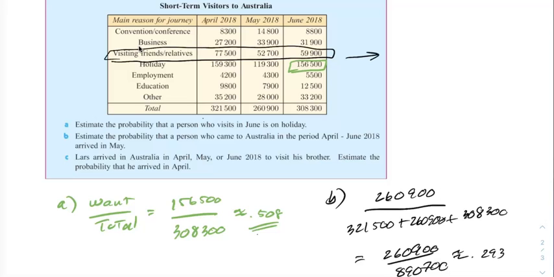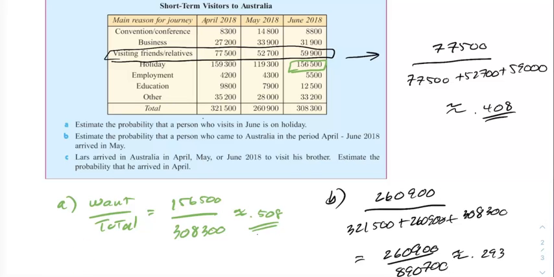So actually my total is going to be that, because I have more information. So my total is going to be these 3. So these are the odds he came in April to visit his relative. So here's the total, all possibilities. And then we want to estimate the probability that he arrived in April for that. So April would be this one. So 77,500. And if we set that in, we get about 0.408. So there we go, and that's the lesson.